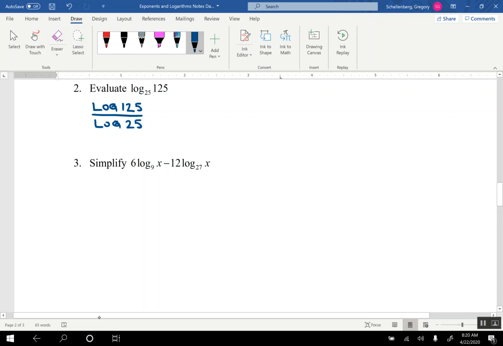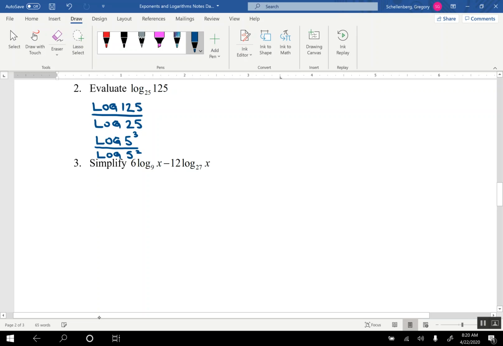Okay, but this one we can also do without a calculator because I know that 125 is equal to 5 cubed, and I know that 25 is equal to 5 squared. So with our next step, let's rewrite each of those arguments. I'm going to rewrite the log of 125 as the log of 5 cubed, and the log of 25 as the log of 5 squared.